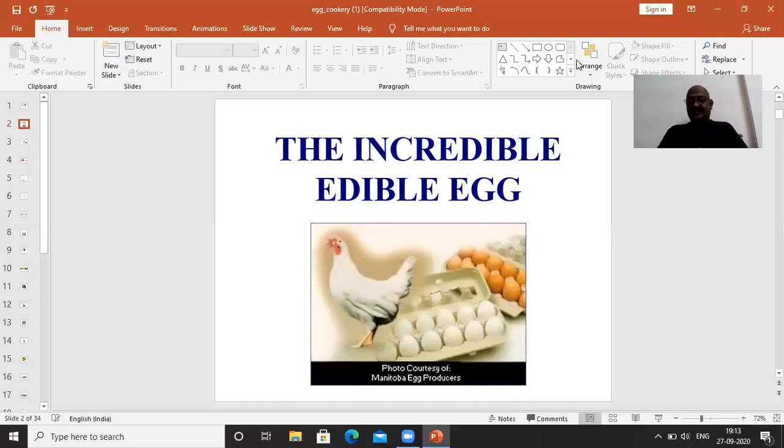Incredible edible eggs. So many types of edible eggs are there. It can be quail eggs, duck egg, goose egg, or tortoise egg. Apart from those edible eggs, the one widely used in cookery is the hen egg. When we are using hen egg, the different parts of the egg are used for different purposes of cooking.